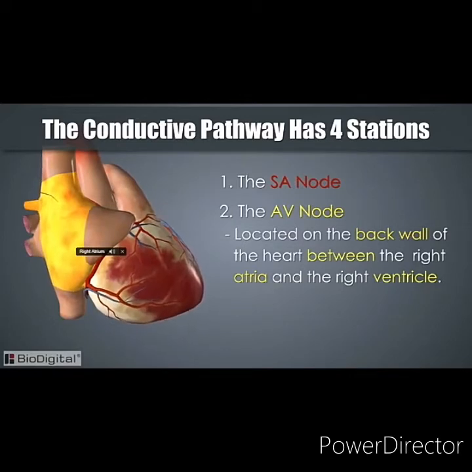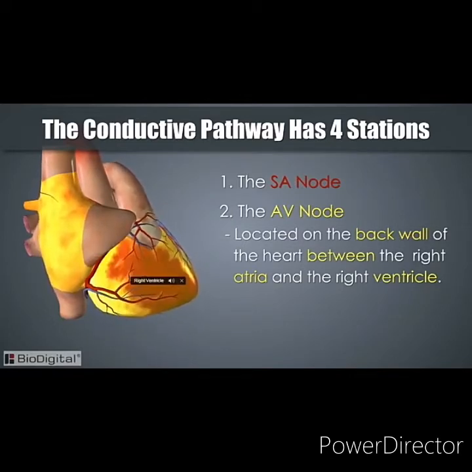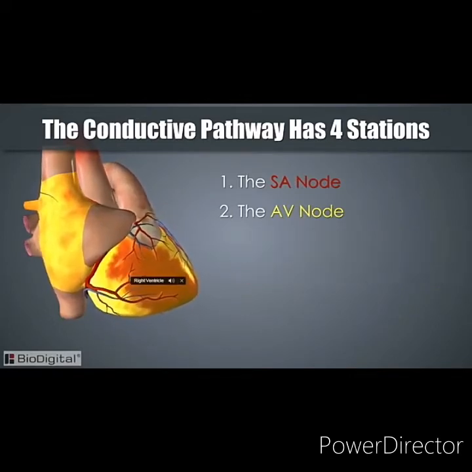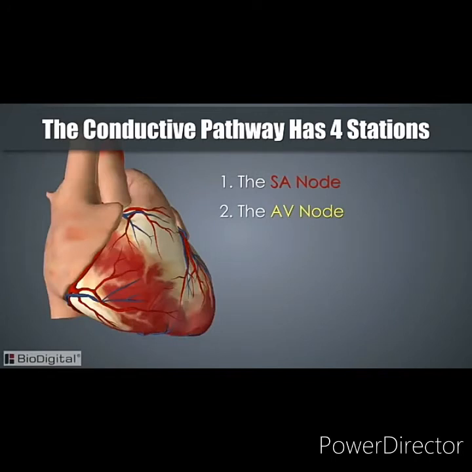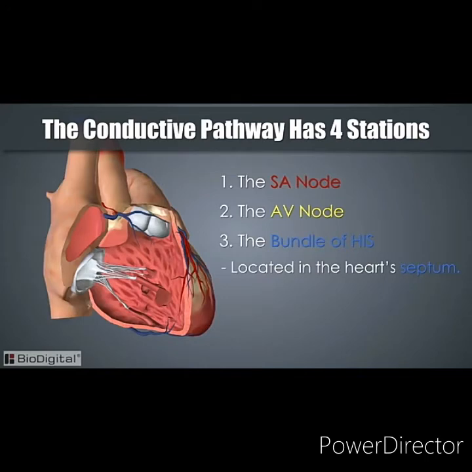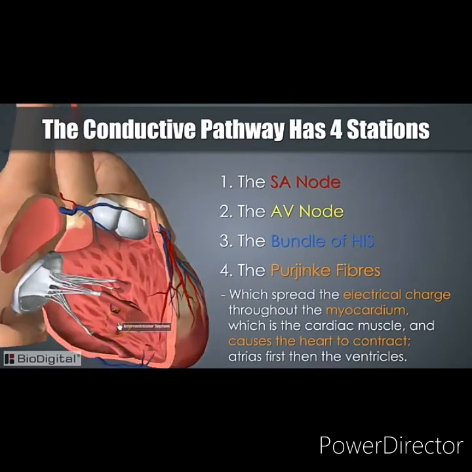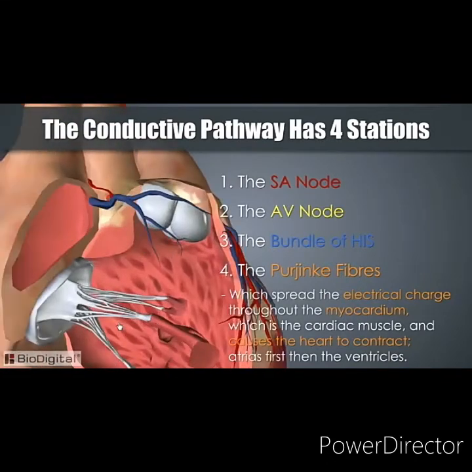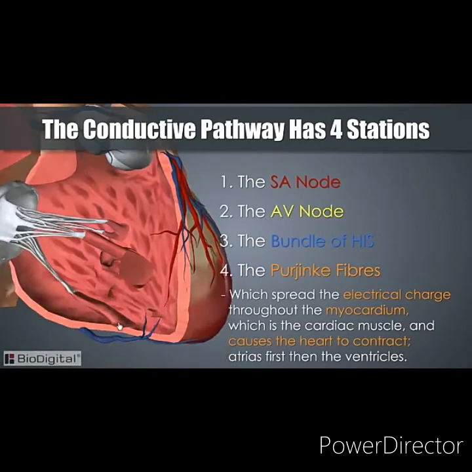Second one, the AV node, located on the back wall of the heart between the right atrium and the right ventricle. Third one, the bundle of His, located in the heart septum. Fourth one, Purkinje fibers, which spread the electrical charge throughout the myocardium, which is the cardiac muscle, and cause the heart to contract atria first, then the ventricles.